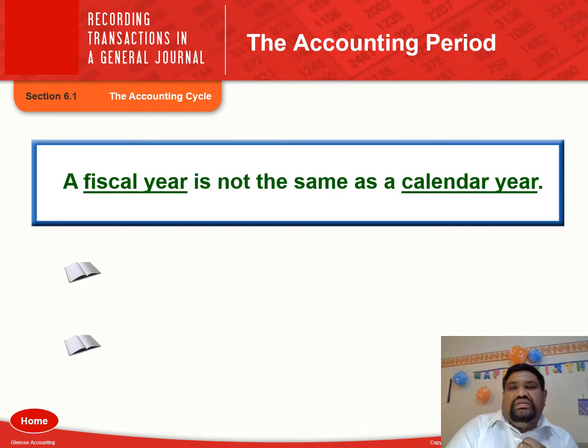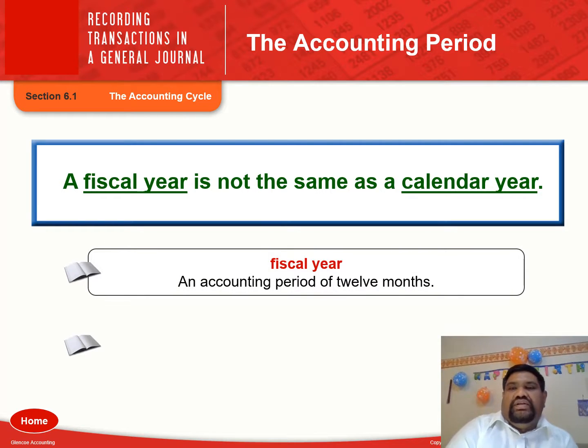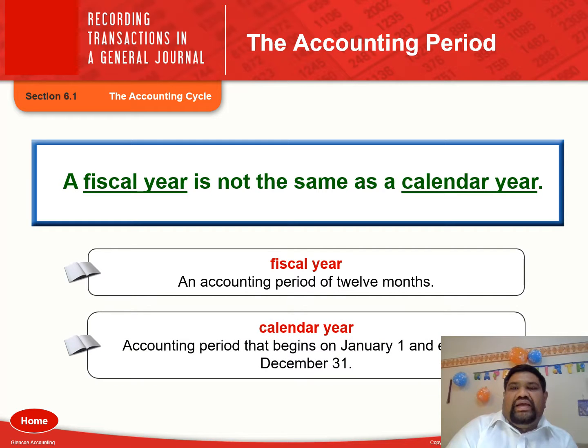Now we'll see the fiscal year or calendar year. Both are not the same, but for some countries both are the same. The calendar year starts from 1st January and ends at 31st December. The fiscal year may follow the calendar year, or for instance in India, it starts from 1st April to 31st March. The accounting period is 12 months, and the calendar year starts on 1st January and ends on 31st December.